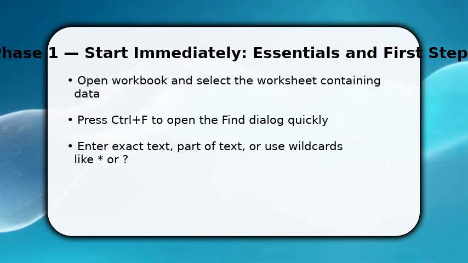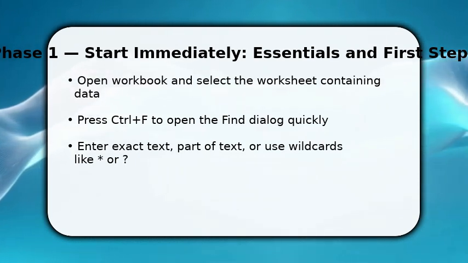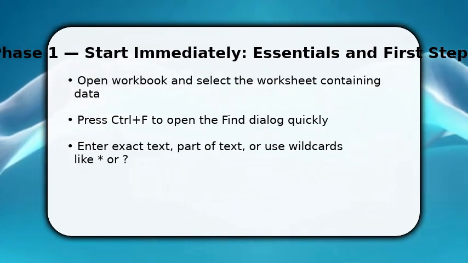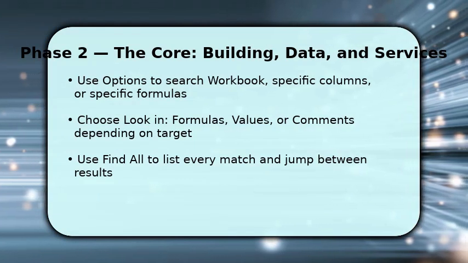Once done, click Options to refine. Within Sheet versus Workbook, search by rows or columns and match case or entire cell. These choices control precision and speed of results. Now refine your search to get the right hits.